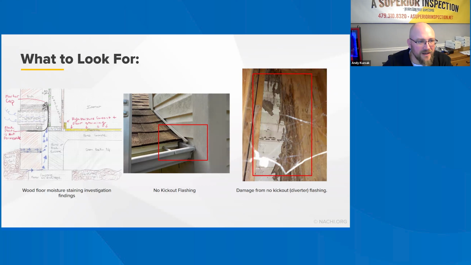So the only fix that the builder was willing to do was come down below the 6 mil poly and install new weep holes to allow for air transfer. And then they're just going to wait a year and see if the moisture content of the wood flooring goes down. Again, here is a good example of why kickout flashings are so important. So here's a missing kickout flashing on a chimney chase, and then here is the damage associated with the missing kickout flashing.